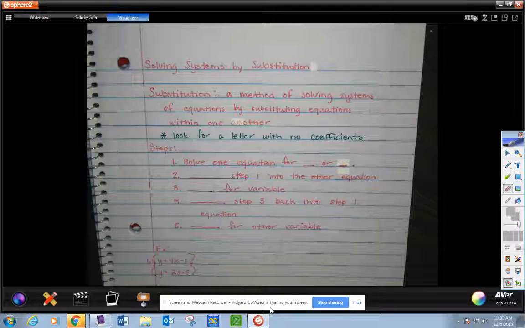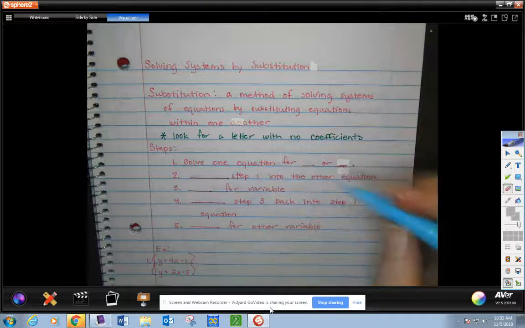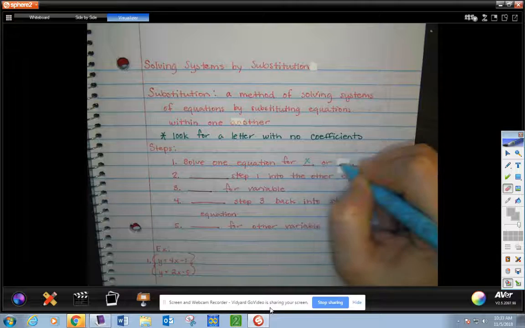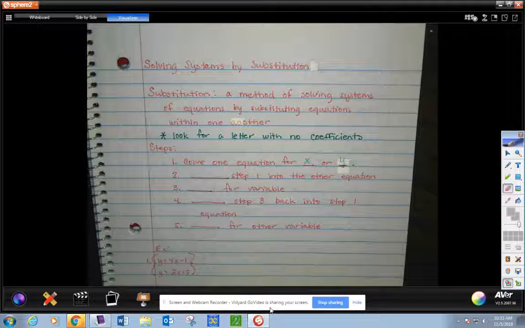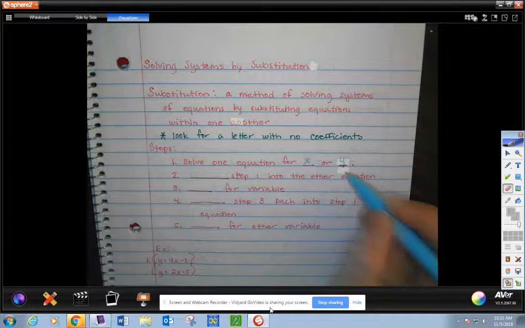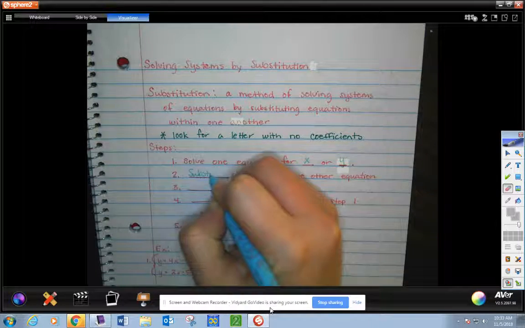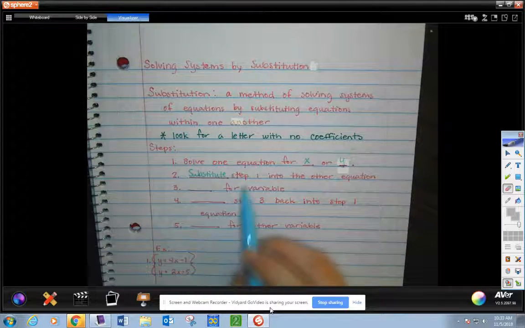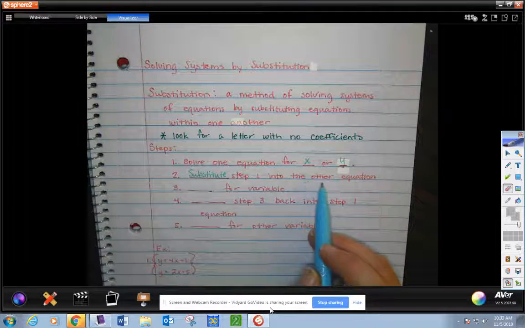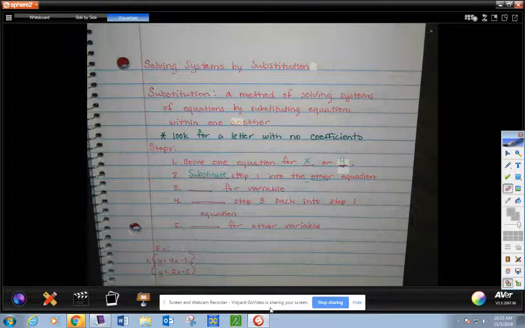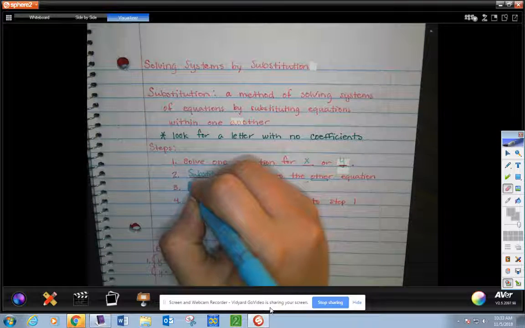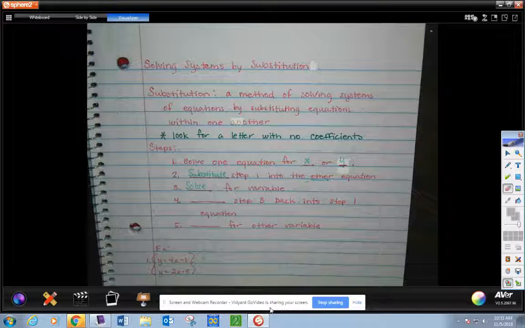Your steps to solve. Your first step is you must solve one equation for X or Y. It does not matter which one you solve for as long as you get one of them by yourself. You'll see me do some examples where I do both letters. After you have X or Y solved for, you are going to substitute whatever you got into the other equation, the equation you did not mess with. Then you're just going to solve for the remaining variable.